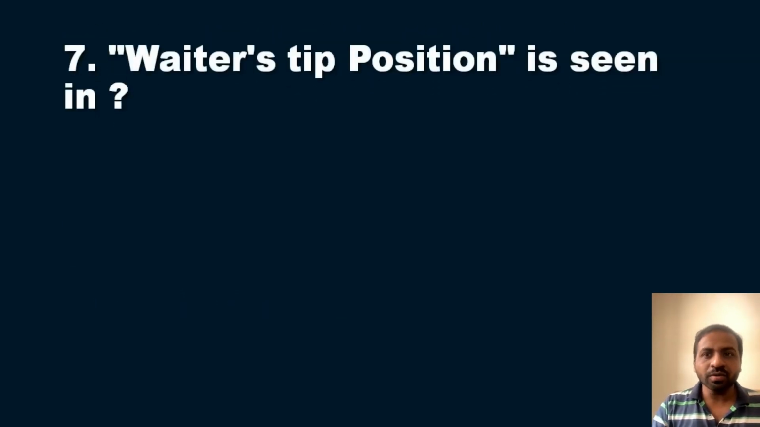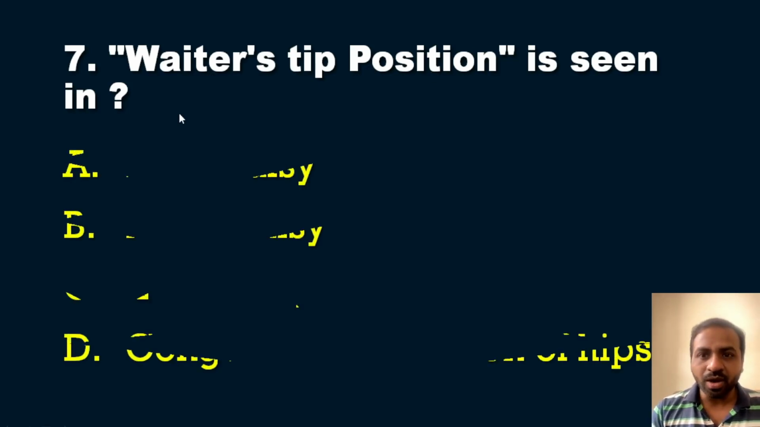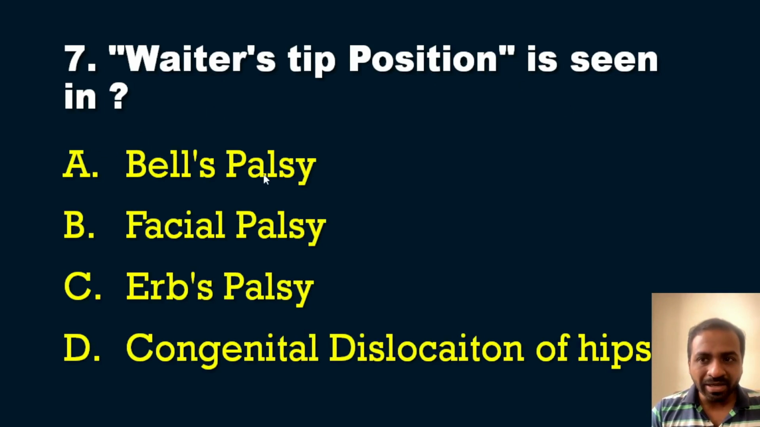Now we will move on to the 7th question, and it is a very common simple question. It has been asked many times in many examinations. Waiter's tip position is seen in. The options are: A, Bell's palsy; B, facial palsy; C, Erb's palsy; and the final option, D, congenital dislocation of hips.